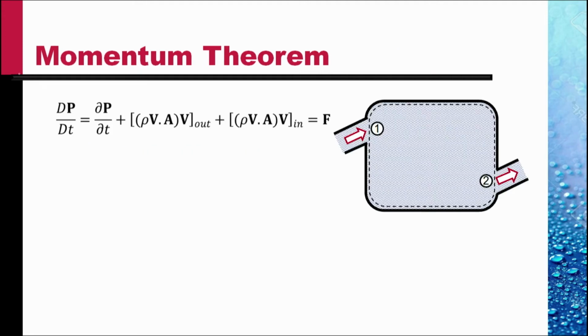In fluids, we use a control volume. And for the control volume, the material rate of change of momentum P would be given by the local rate of change of momentum, del P by del t, plus the net efflux of momentum. In the efflux terms, we have written rho v dot A. Rho v dot A is the mass flux at the outlet, and mass flux into V is the momentum.